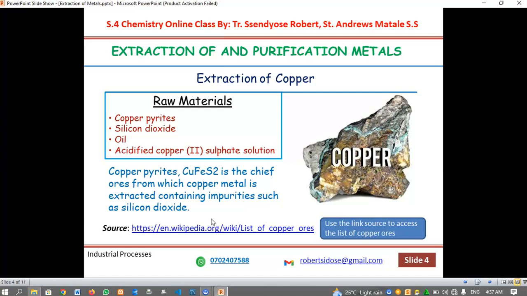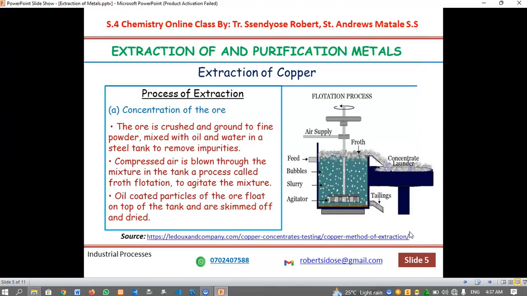But that is not the only ore from which copper is extracted. There are other ores, and for the list of ores of copper you will tap the link. You use this link source to access the list of copper ores. Then the next step after raw materials is the process of extraction. We talked about the steps involved in extraction, the first being concentration of ore. Let us look at concentration of ore when extracting copper.